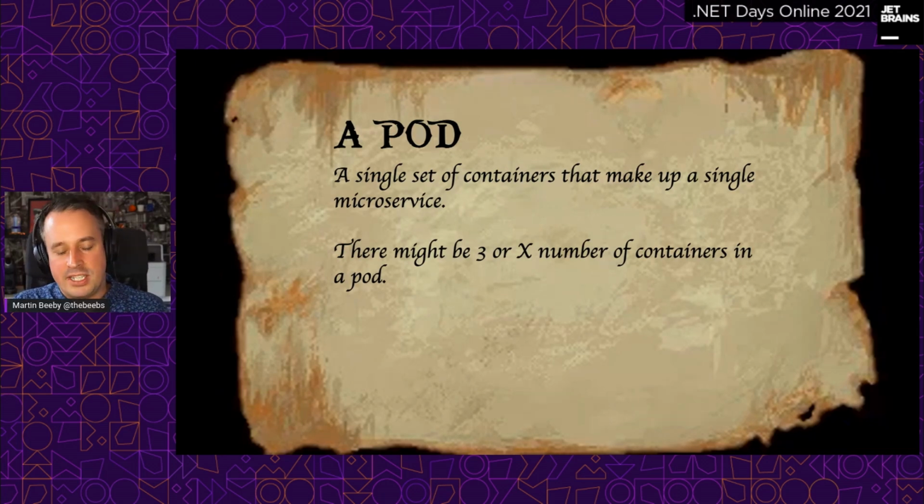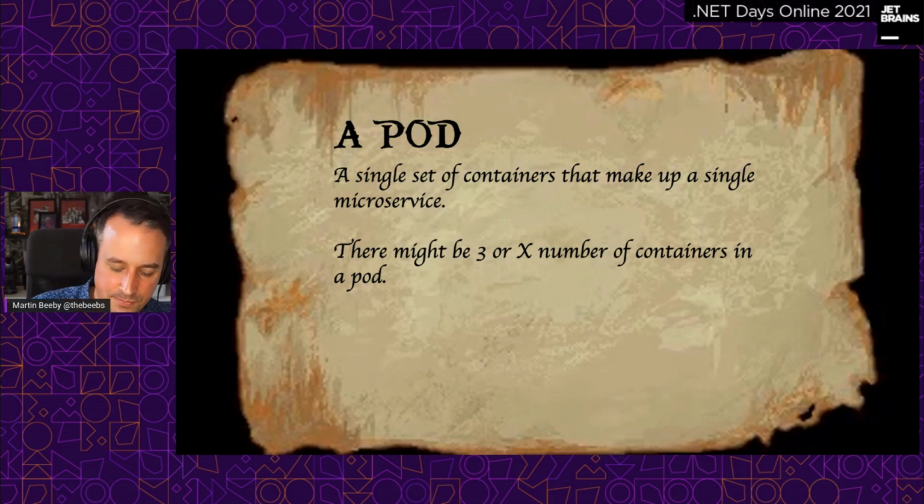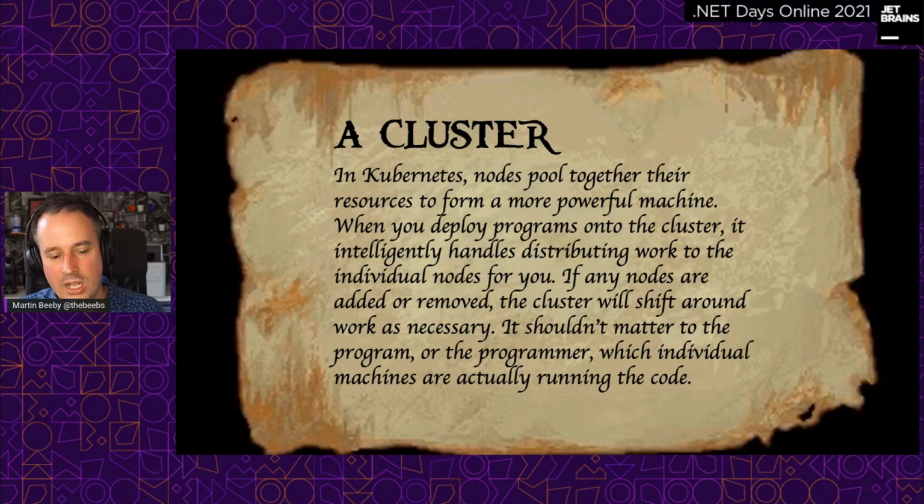A pod is a set of containers that make up a single microservice or a single application. So you might say we've got 3 or 6 or 9 containers in a pod, which make up this particular portion of my application. And a cluster, as I've already discussed in Kubernetes, is that pool of nodes together, which forms the cluster we can deploy our containers onto.